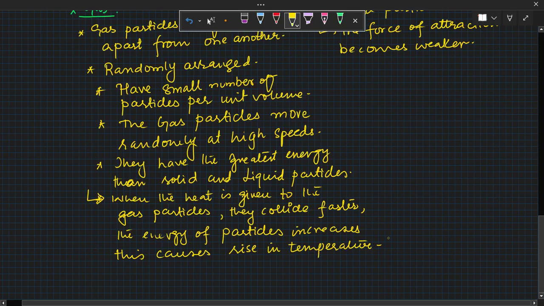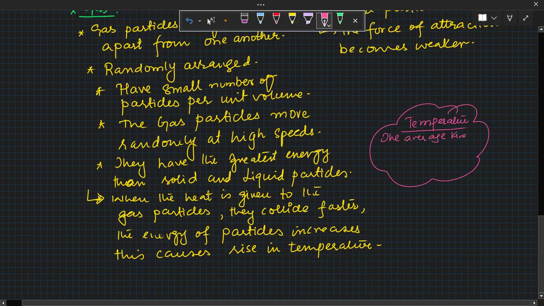So now I want to know what temperature is. I have already talked about temperature in the last couple of classes. Temperature is the average kinetic energy of particles.